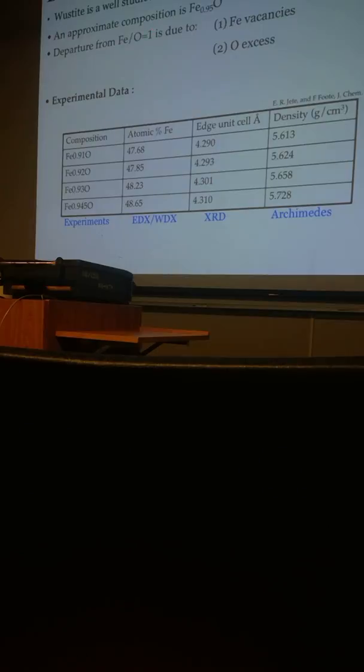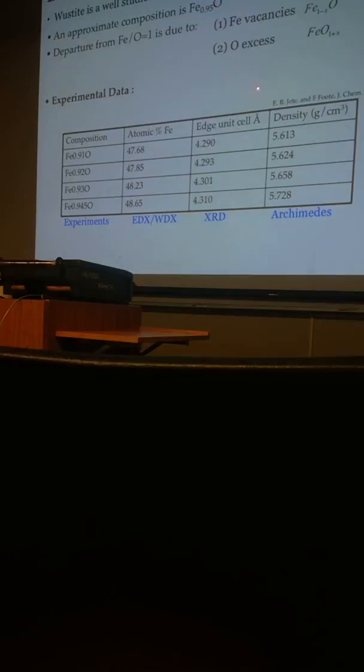Normally we write iron 0.95, which looks like iron is missing from this formula, but if you divide by 0.95, then the oxygen becomes 1.05. This is completely equivalent in terms of numbers. If you look at it this way, from this stoichiometry, what we can say is iron vacancy. And if you write it the other way, you can say oxygen excess, right?